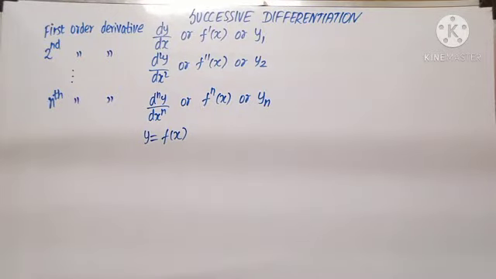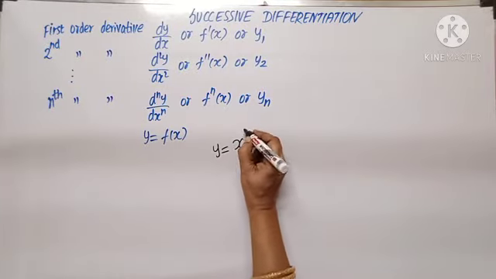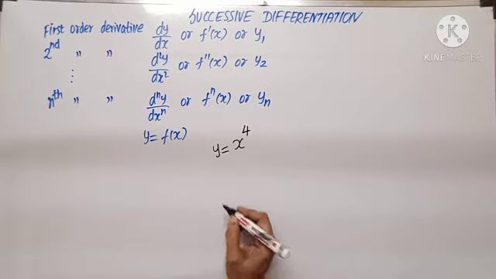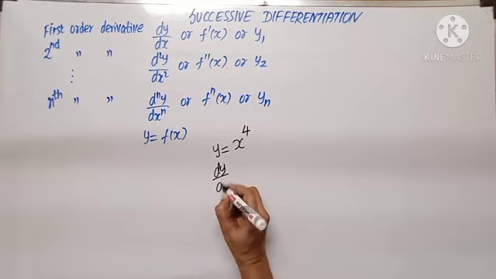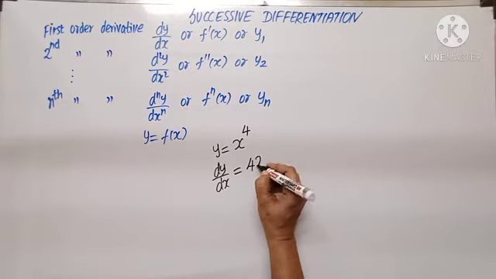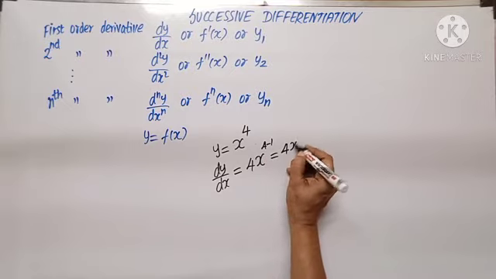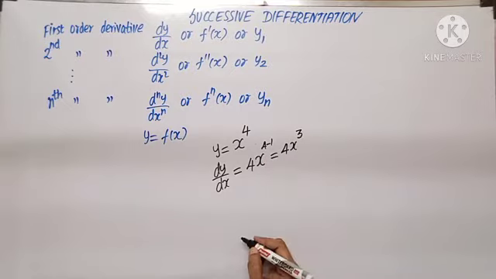Good morning, children. We proceed on to the last section in differentiation. We call it successive differentiation. The word successive tells me keep on differentiating. For example, if y equal to x power 4, the first derivative I will call dy by dx. X power 4 becomes 4 x power 4 minus 1, or it is 4x power 3.